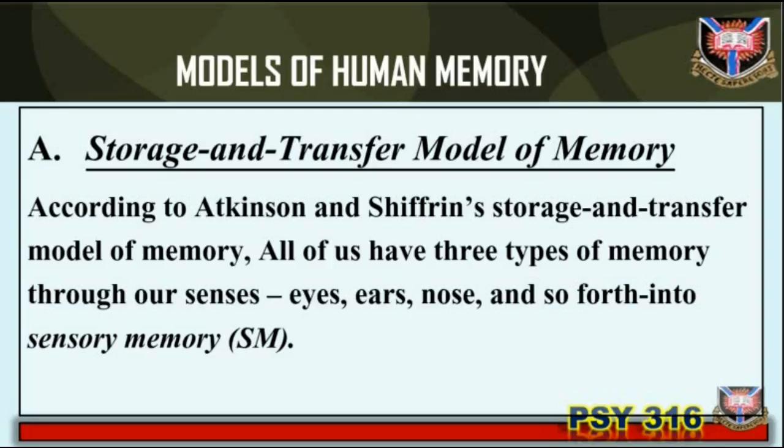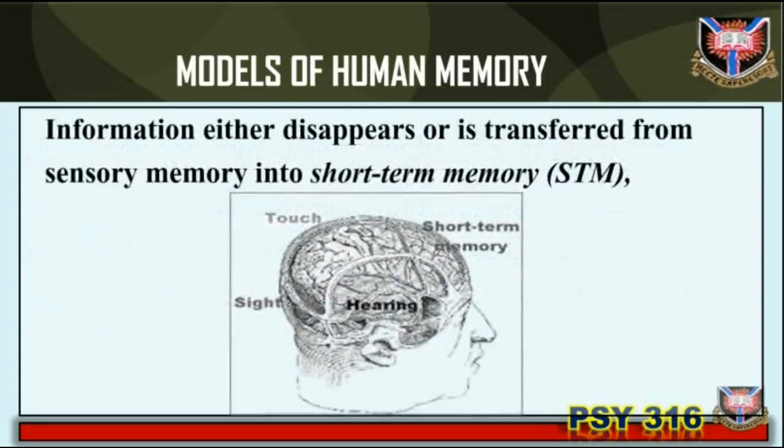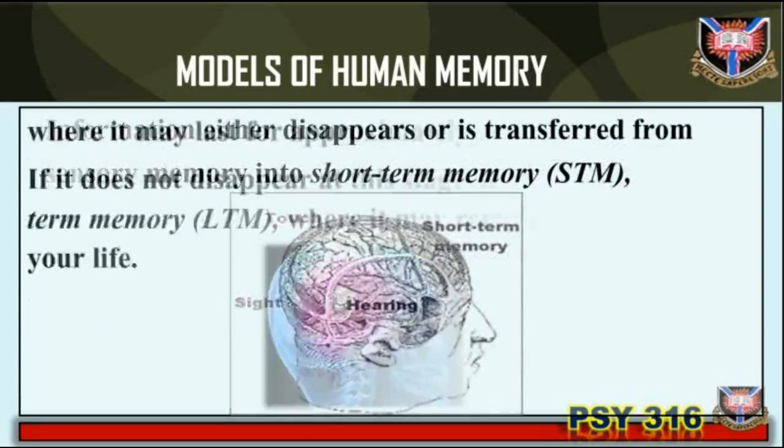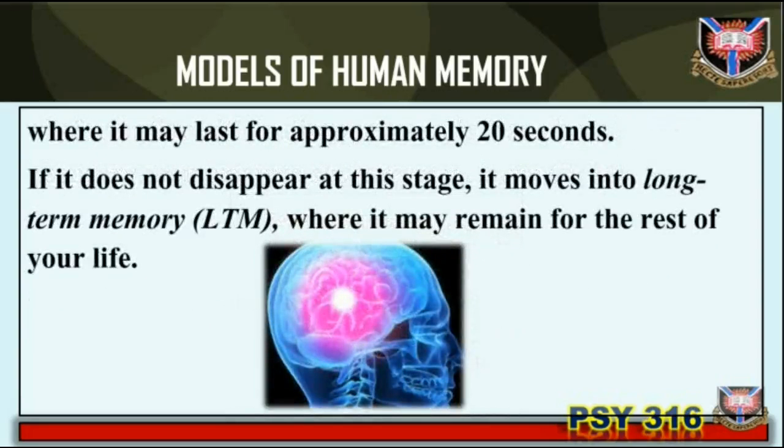Thereafter, information either disappears or is transferred from sensory memory into short-term memory, where it may last for approximately 20 seconds. If it does not disappear at this stage, it moves into long-term memory, where it may remain for the rest of your life. Since this model proposes multiple levels of storage systems, it is sometimes called the multi-store model of memory.